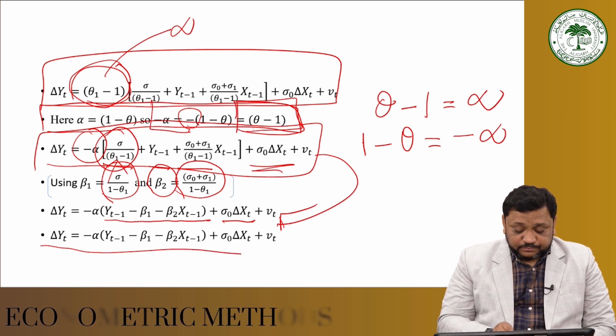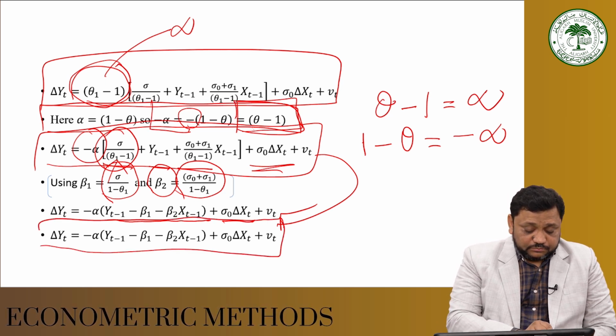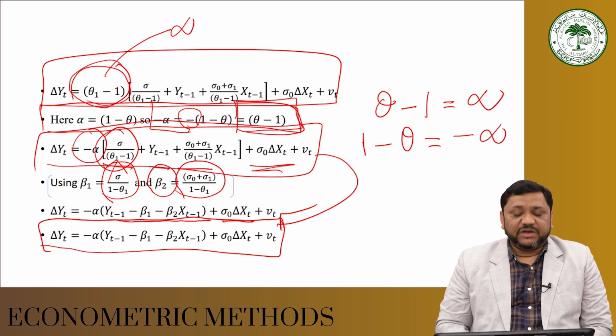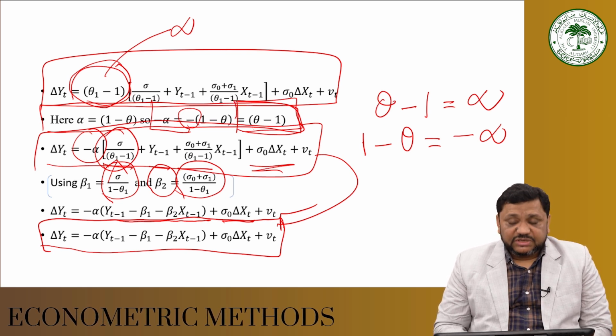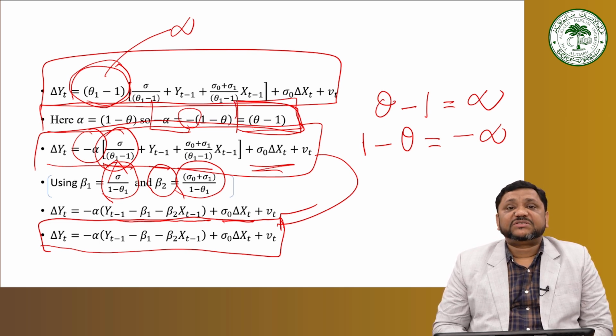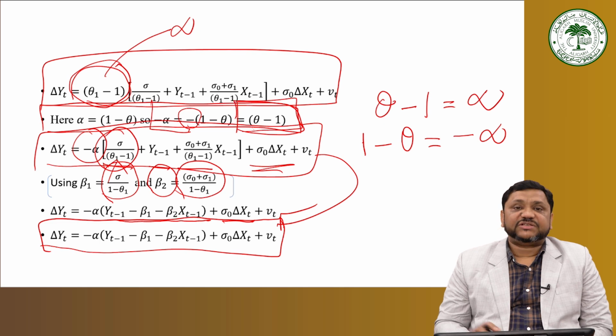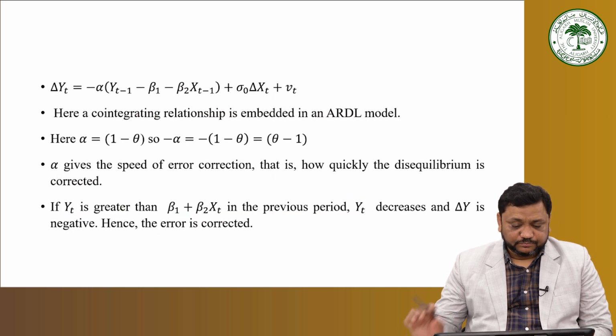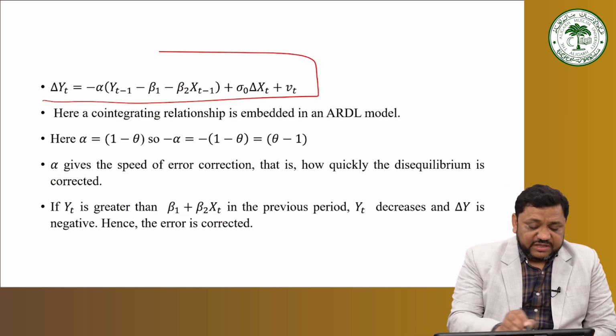This term is just the same; it has been repeated twice. So this is what you define as your error correction model. So the error correction model finally turns out to be delta y t is equal to minus alpha, bracket open, y t minus 1 minus beta 1 minus beta 2 x t minus 1, bracket closed, plus sigma naught delta x t plus v t. We just write the equation again.